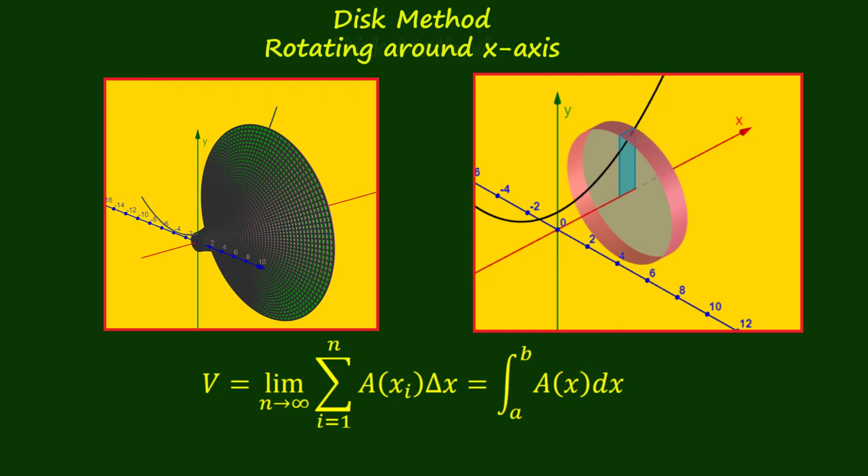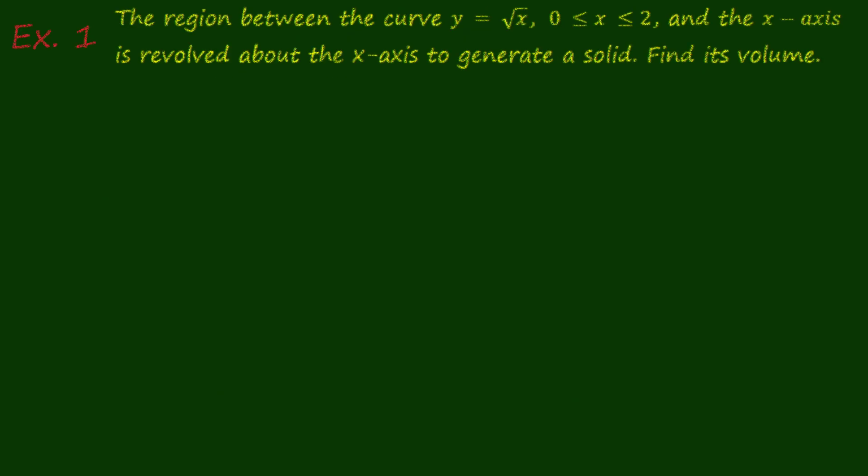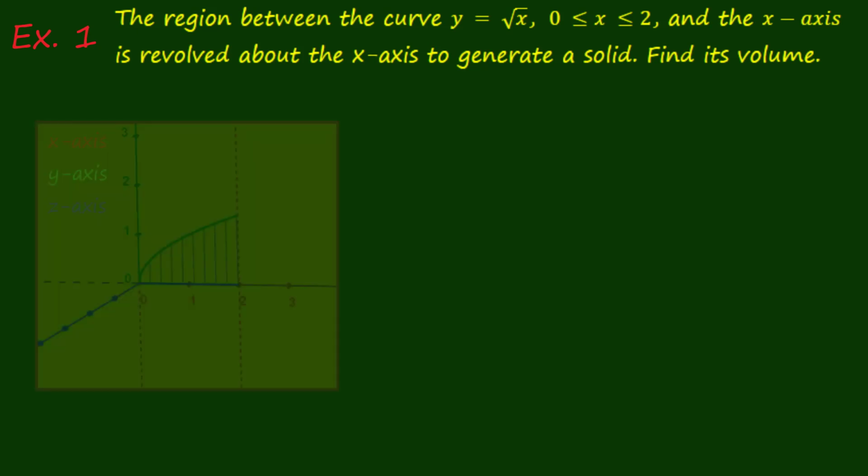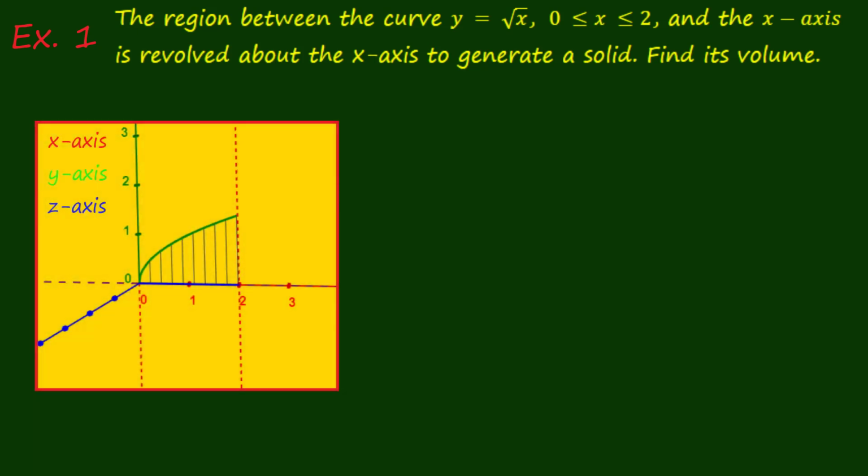We will have more videos about computing volumes by integrals, but in this video, we will only analyze rotations about the x-axis. So, let's begin with the examples. In the first example, we have the region bounded by the curve y equals square root of x and the x-axis from x equals 0 to 2. We want to compute the volume of the solid generated by revolving this region around the x-axis. So you see the region in the xy coordinate system.